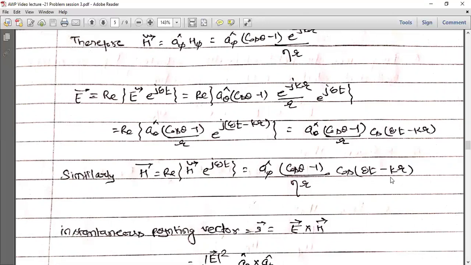One more thing, both of the two oscillations are in the same phase, meaning if electric field intensity magnitude is 0, magnetic field magnitude is also 0. If electric field achieves its maximum, magnetic field achieves its maximum. If electric field has magnitude 0.5 of maximum, the magnetic field also has magnitude 0.5 of the maximum. Only thing differing the two fields is eta, and because of eta, the peak values of the two quantities are different. One has peak value cos theta minus 1 upon r at a particular distance r, and at the same point H has magnitude cos theta minus 1 upon eta r.